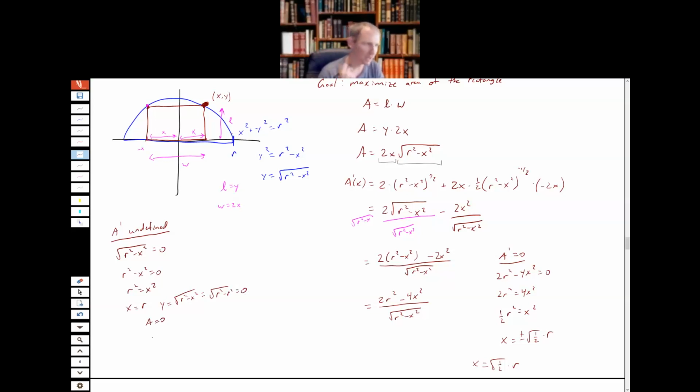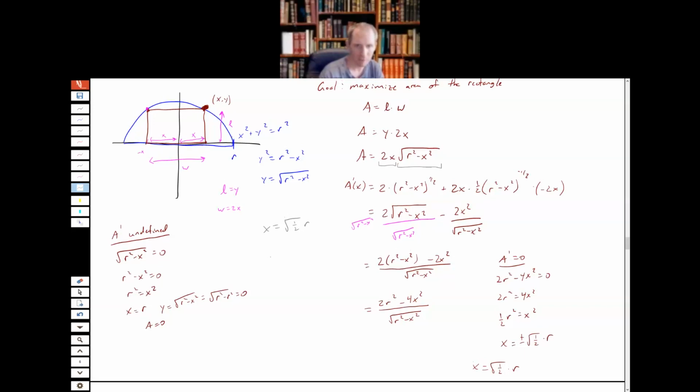So even without checking second derivatives or anything like that, I can see, oh, area being 0, that's going to give me a minimum, not a maximum. So that's not the one I want. This is the critical point that I want. Okay. So x is the square root of 1/2 r.